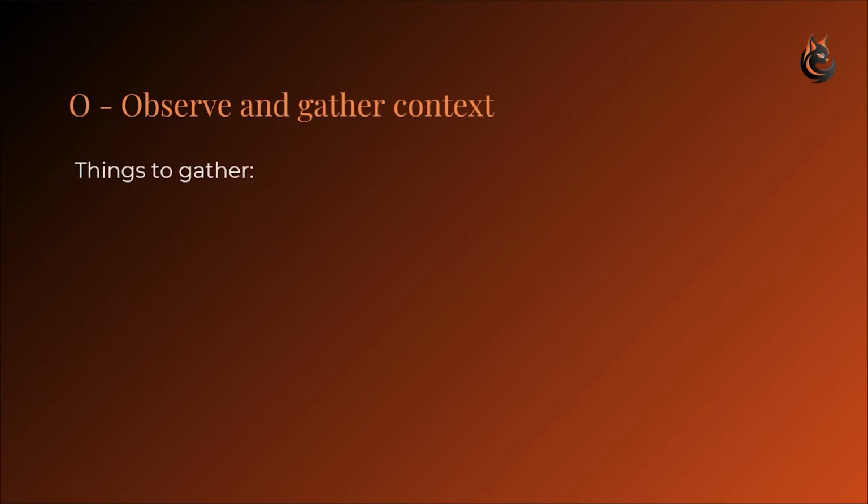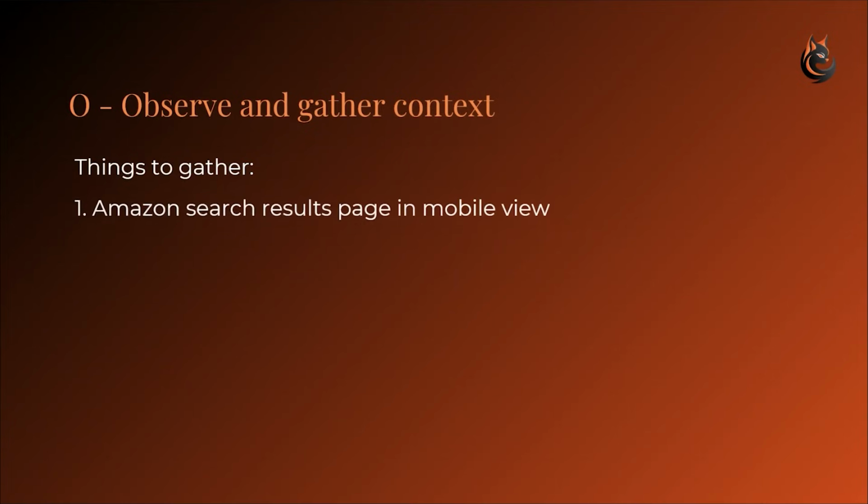All right. Now, O is for observe and gather context. Now, this time you want to gather a lot of things first before we create the design. This part of the process, you can delegate to your team, to your VA, or to any member, so that all of the context is readily available before the designer starts. So things to gather. First is the Amazon search results page in mobile view.